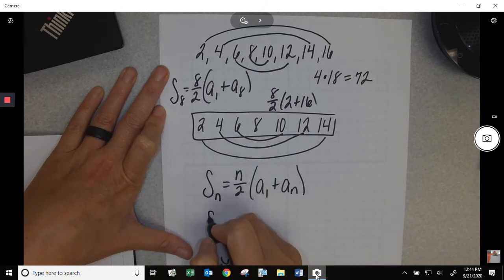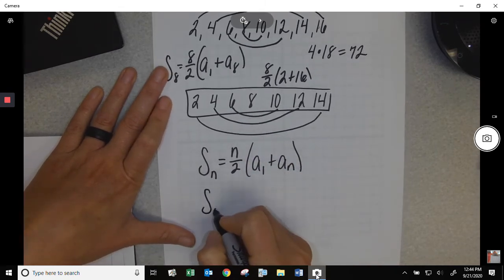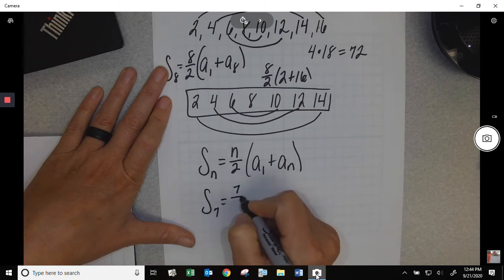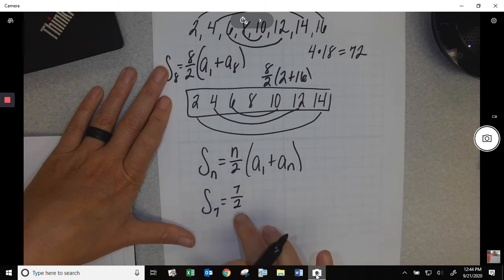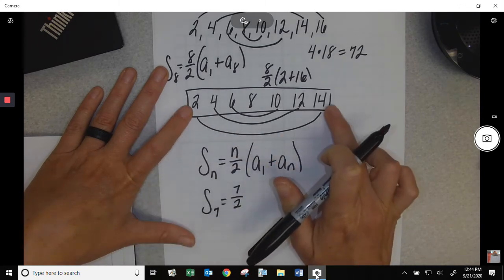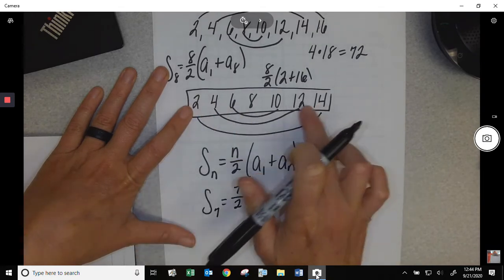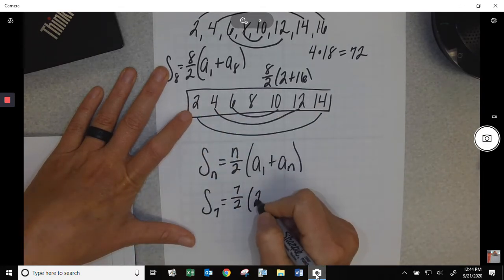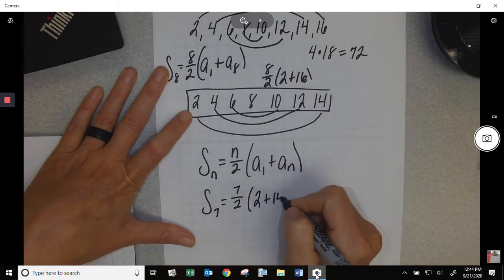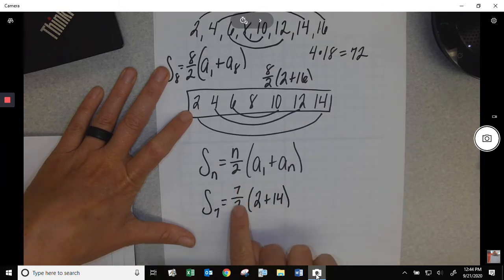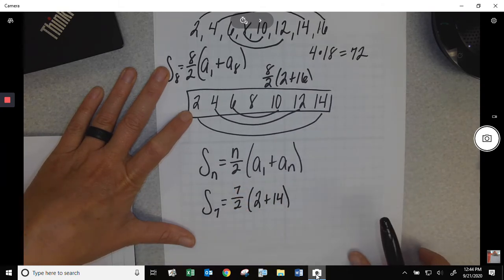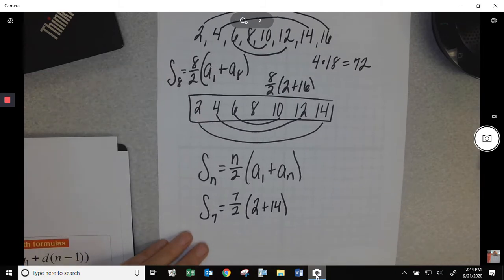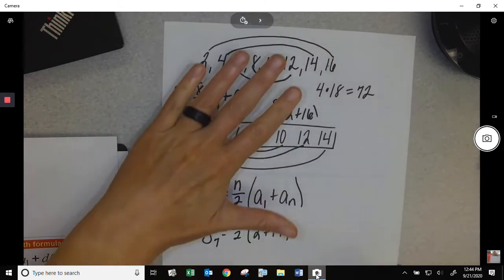So if we're finding the sum of the first 7 numbers, 7 over 2, we have 3.5 groups of 16. 16, 16, 16, and 8 is half of that. My first number is a 2. My last number is a 14. So I have 3.5 groups of 16. That is to show you where the formula comes from. So if you didn't write any notes on this, that is okay.